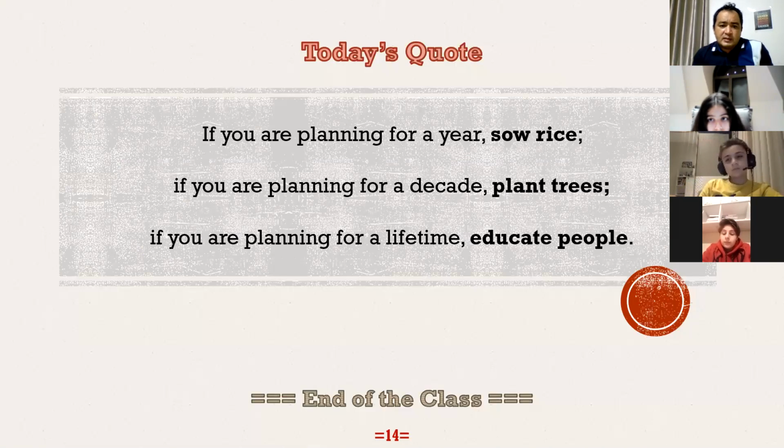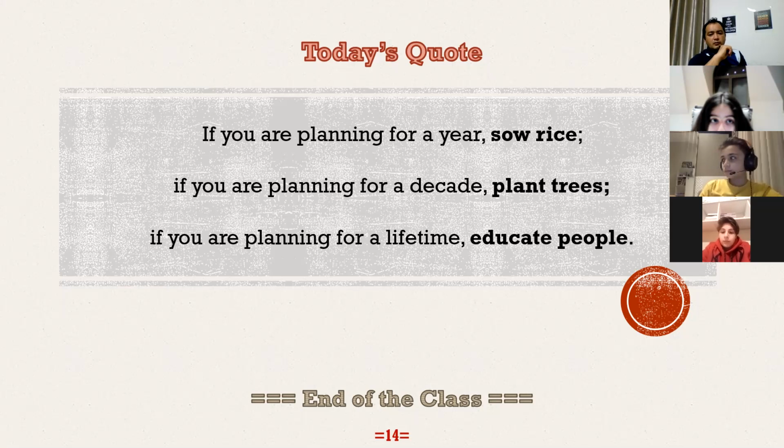All right. Selin, can you read it? If you are planning for a year, sow rice. If you are planning for a decade, plant trees. If you are planning for a lifetime, educate people.